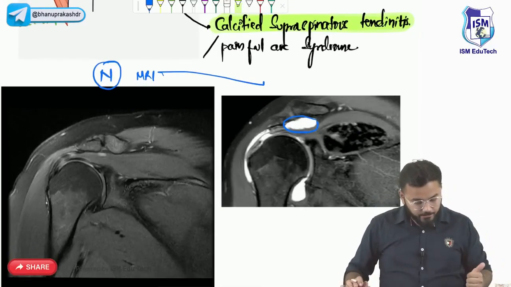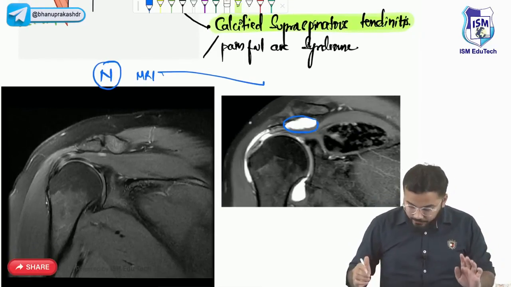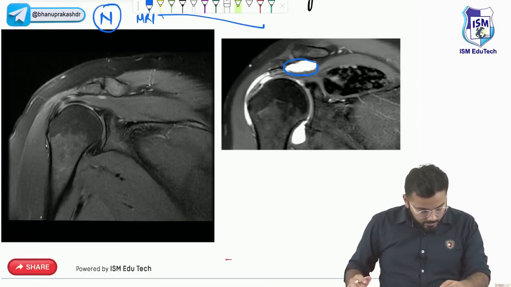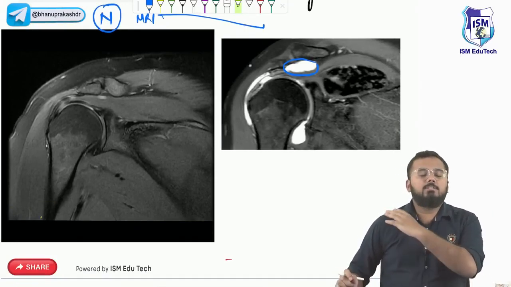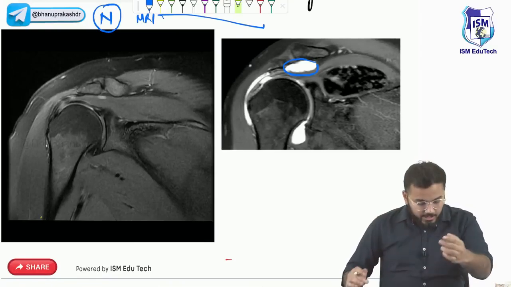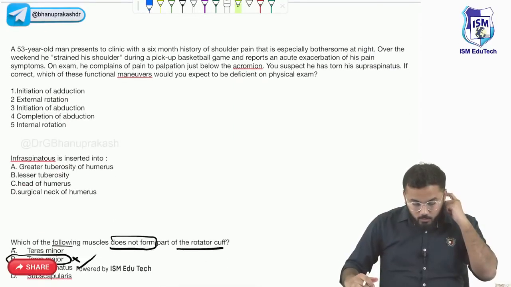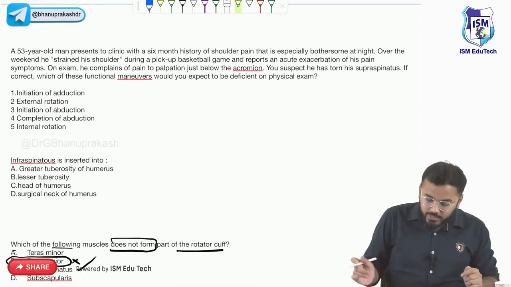Very good, very good. Are you clear, guys? Very good. Clear? We are even done with the muscles of the back and muscles of the scapular region. Now, you have got some questions over here.